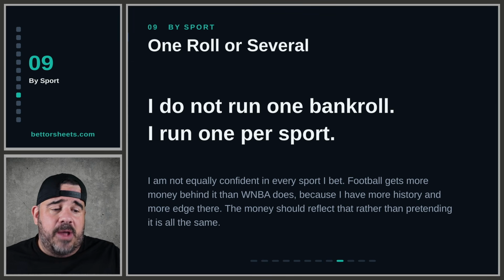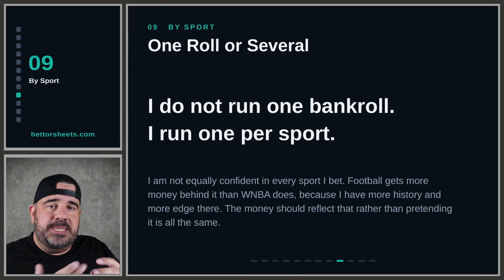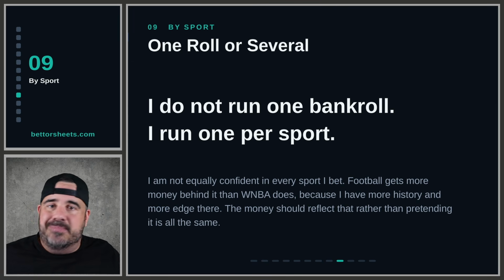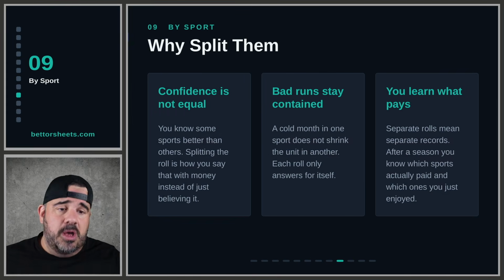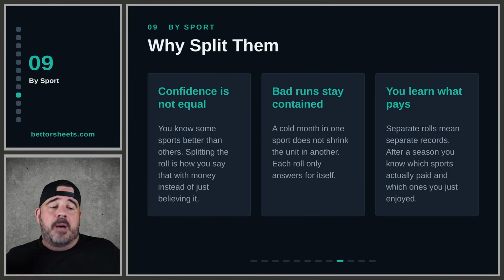The money should reflect that rather than pretending it's all the same, because I'm not going to put the same amount on WNBA that I'm going to put on football. It doesn't make sense. So that's why I do multiple. So why split them? Confidence isn't equal. Bad runs stay contained, because I don't know much about WNBA.